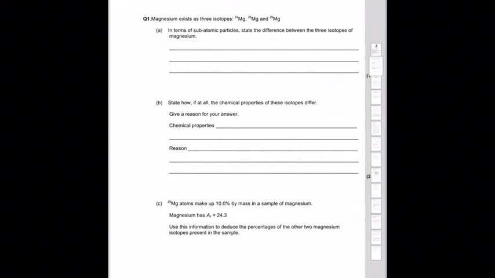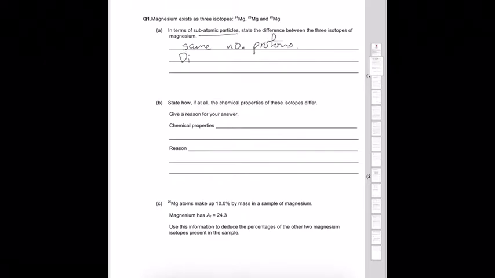First one is looking at the subatomic particles and state the difference between the three isotopes. So we need to talk about the particles here. It's not about just mass number, it's really about the number of protons: same number of protons, but different number of neutrons. So it's looking at the actual particles.